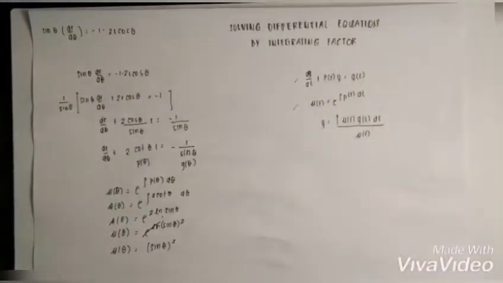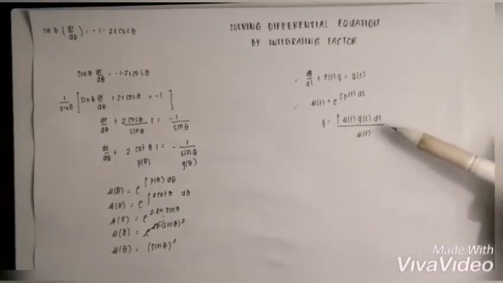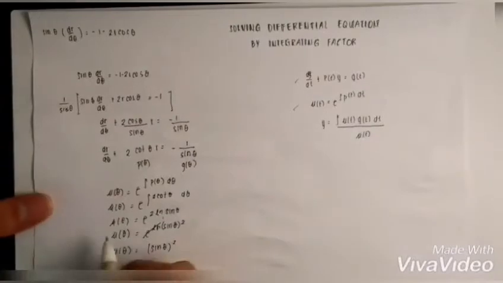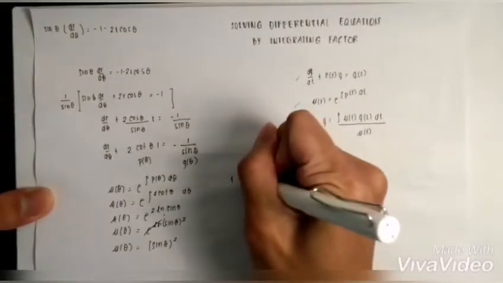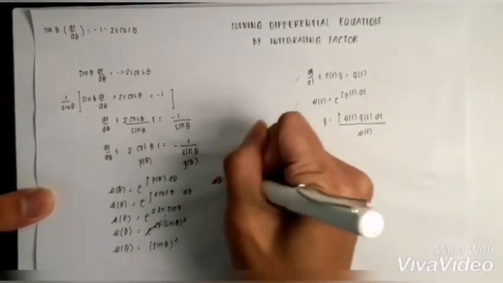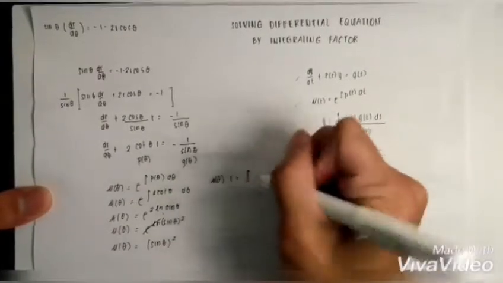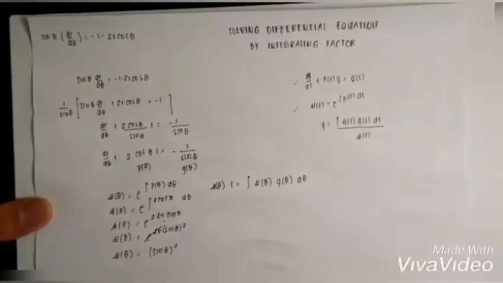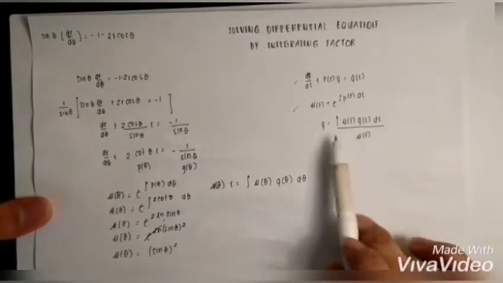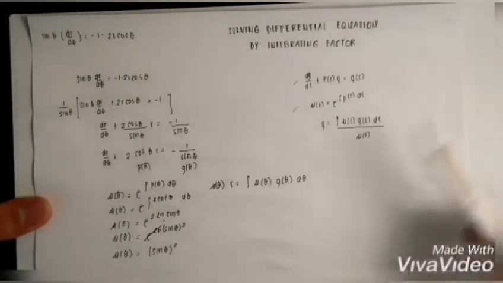So the next step here, we're done with this form, I mean mu of t, we're done with that. Then the final step is plugging all this in and solving for the integral of mu of t multiplied by g of t dt all over mu of t. Okay? So in this case, since we're solving for the value of r, or the function of r, we have this mu of theta multiplied by r is equal to integral of mu of theta g of theta d theta. So this formula is actually the same with this, which is y is equal to integral of mu of t g of t dt all over mu of t.